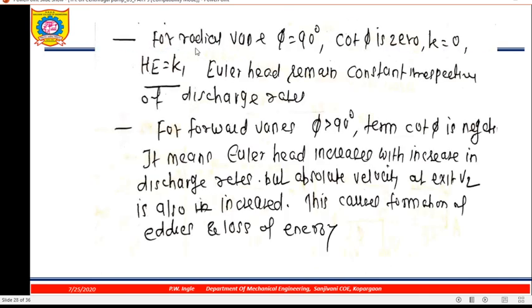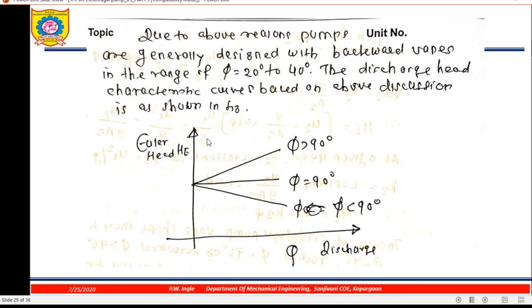For the radial vanes phi equals 90, cot phi is 0. For forward vanes phi is more than 90, then cot phi is negative. This causes eddy formation and loss of energy. Due to the above reasons, pumps are generally designed with backward vanes in the range of phi equal to 20 to 40 degree, and the discharge head characteristic curve is shown in the figure.